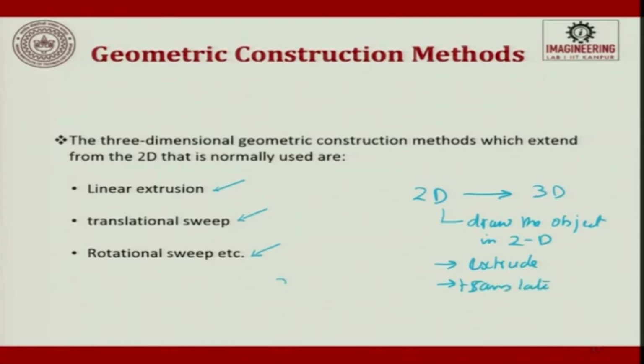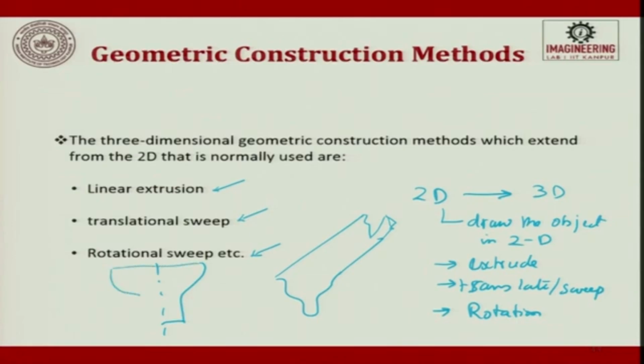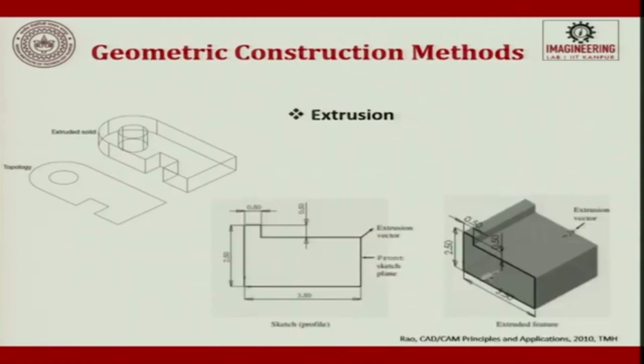So, I have a channel made and I want to extend the channel in this direction. This is a translational sweep. Or if you want to do rotation, you can do rotation. For example, if you have an axisymmetric part, I have drawn a cup and then I say please rotate this cup by 360 degrees, then immediately it is made. So, this is an extension of 2D in only one direction or in some degrees. So, linear translation sweep.